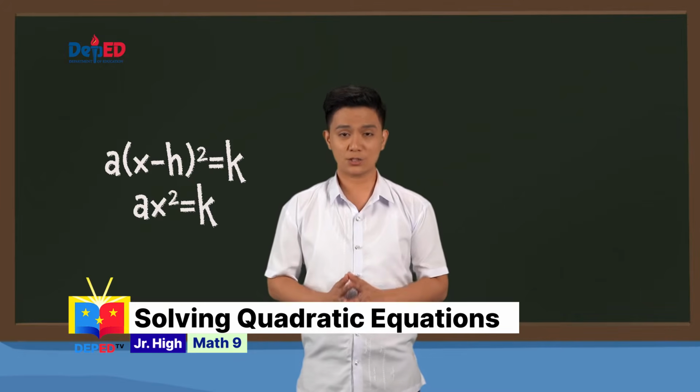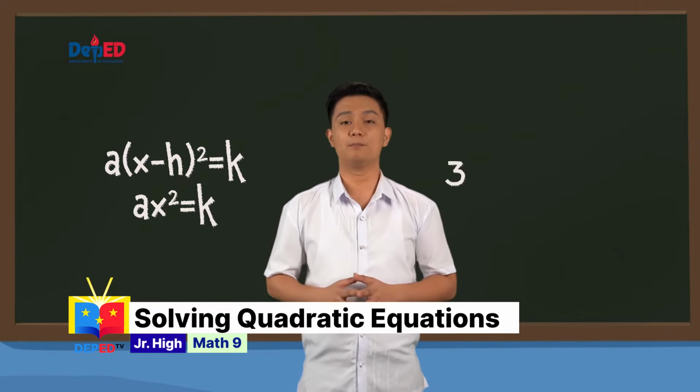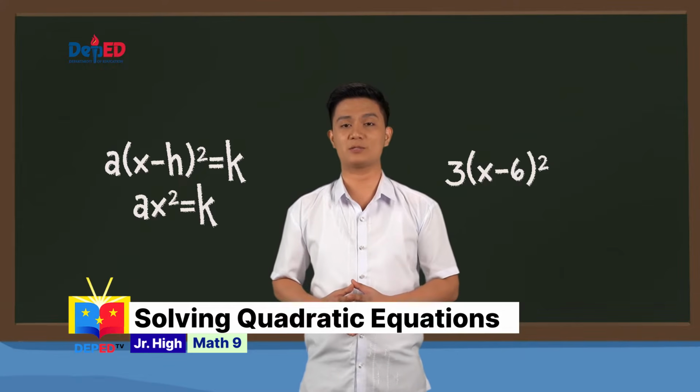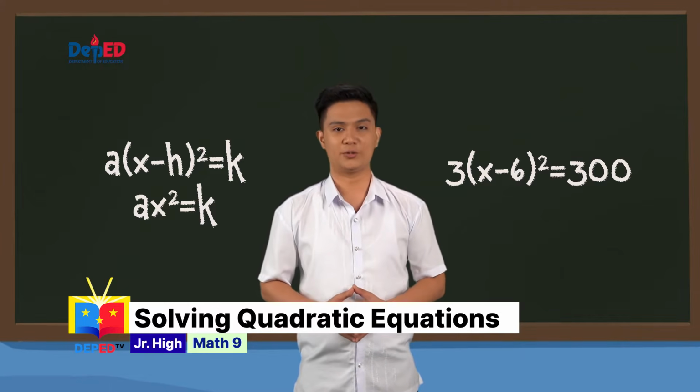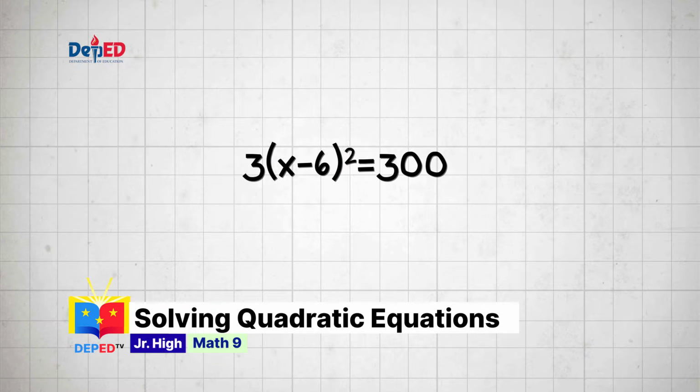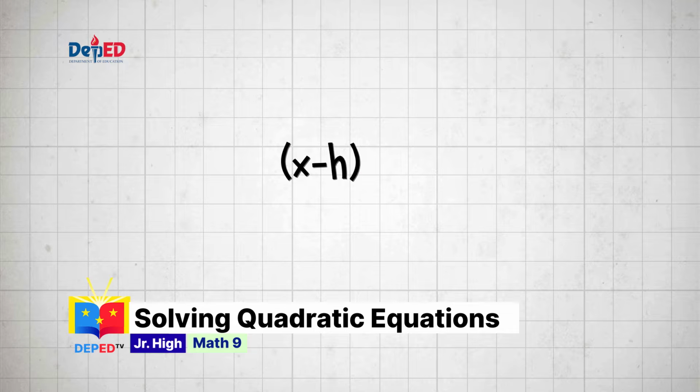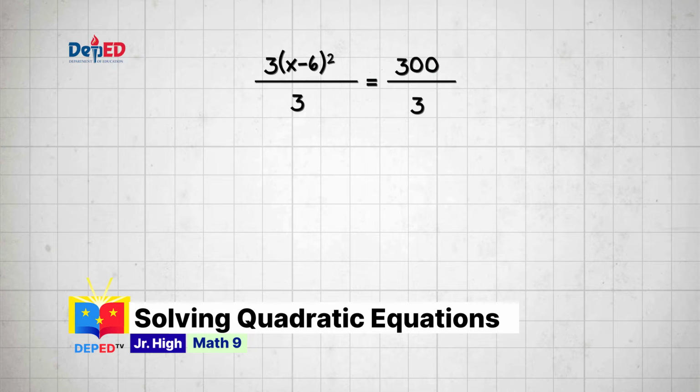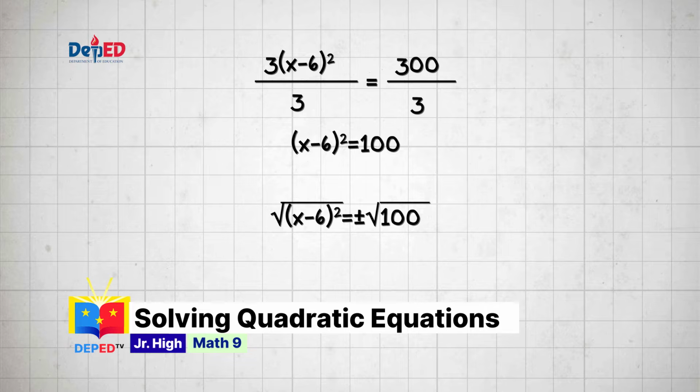Alright then, let's solve the equation 3 multiplied by the square of the binomial x minus 6 equals 300. Our target is to achieve the form x minus h quantity squared equals k, which means that the value of a is just 1. So what do we do? We divide both sides by the value of a, which in this case is 3. Then we simplify.